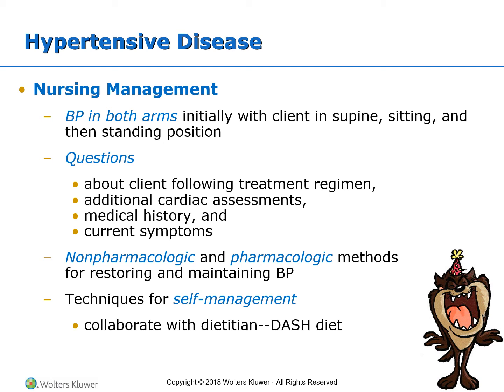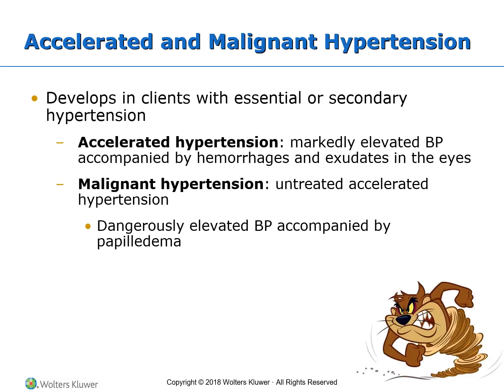If untreated, accelerated hypertension may progress to malignant hypertension, which describes dangerously elevated blood pressure accompanied by papilledema. In review, accelerated and malignant hypertension develops in clients with essential or secondary hypertension. Accelerated hypertension is markedly elevated blood pressure accompanied by hemorrhages and exudates in the eyes. Malignant hypertension is untreated accelerated hypertension, and this causes dangerously elevated blood pressure accompanied by papilledema.